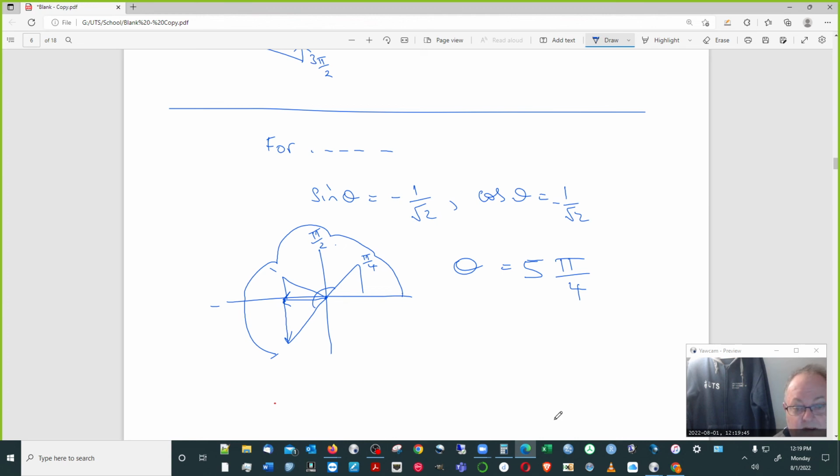How easy was that? There's no all stations to 2. There's no mucking around with fractions. There's none of that. It's just counting. If you can count, you can do this.